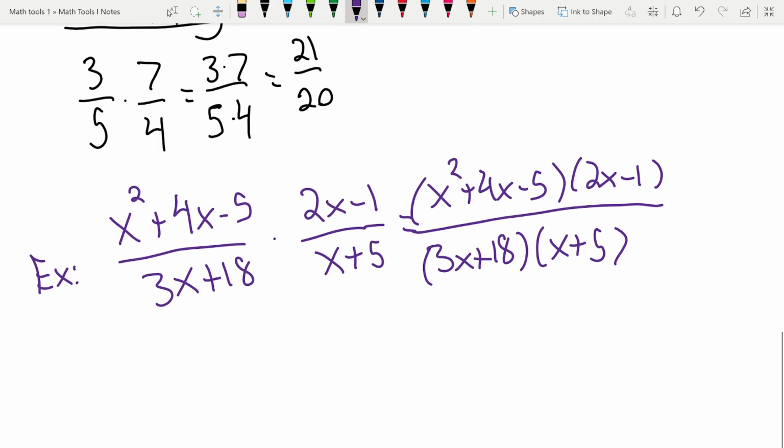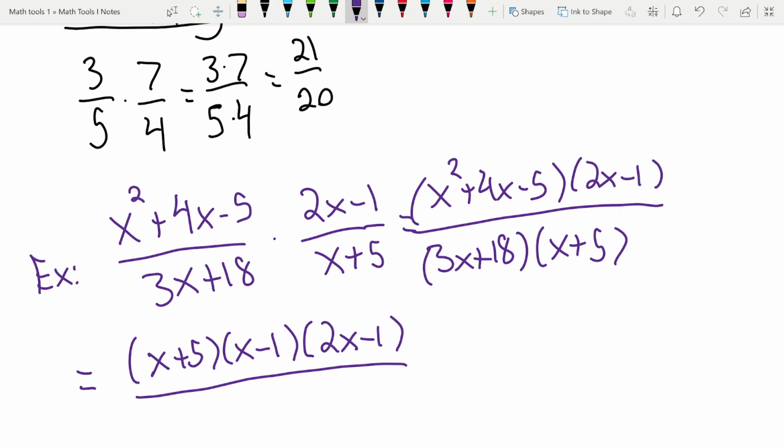So if we factor the top, there are some things that we can see can be factored, like the x squared part. Sometimes maybe you don't have anything that can be factored, and then maybe you just multiply everything out. So let's go ahead and factor this first. We have x squared plus 4x minus 5. That's going to be x plus 5 times x minus 1. And then we still have the 2x minus 1 here.